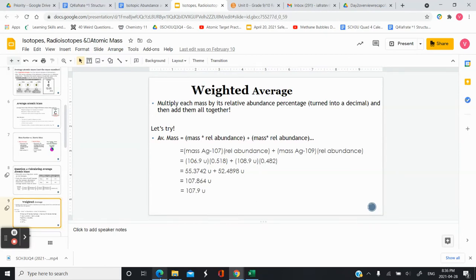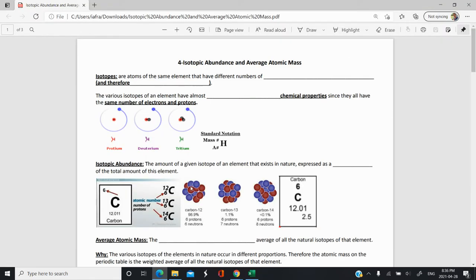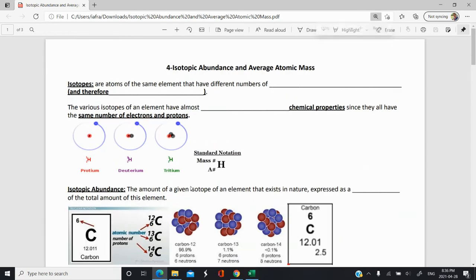So we're going to go ahead and solve that problem after we fill in some blanks together. So let's go to our handout over here, and let's see what we can fill in. Let's see what we remember from the lesson that we just saw with the slide deck. So isotopes are atoms of the same element that have different numbers of which subatomic particle: protons, electrons, or neutrons? Neutrons. And because they have different numbers of neutrons, they therefore have a different mass.